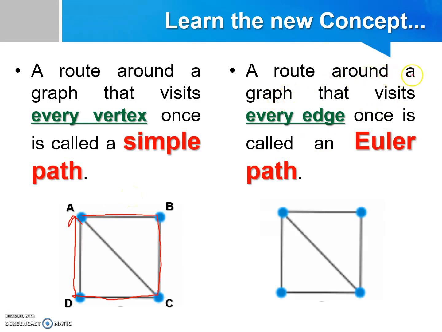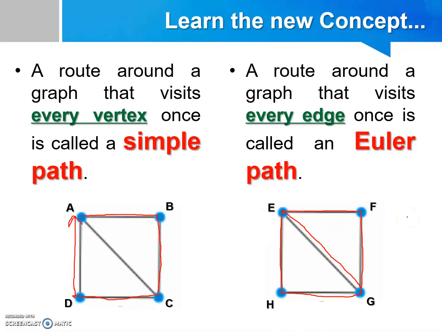However, a road around a graph that visits every edge once is called an Euler path. Well, let's label the points first. If it is an Euler path, then the path should be from E to F, then from F to G, next from G to H, then from H to E, last but not least, from E to G. Yes, this is called an Euler path because the roads visit every edge only once.